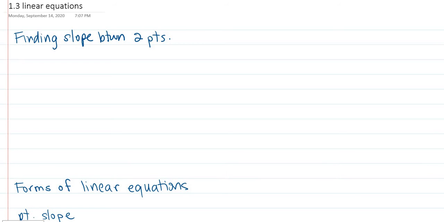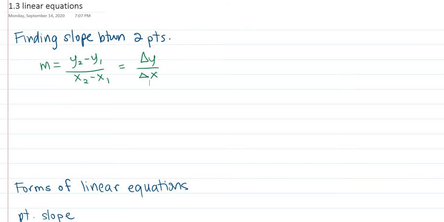Hello, we are going to do a little review of linear equations. So first, let's talk about finding slope between 2 points. In order to find slope, you need to know the slope formula, which is m equals y2 minus y1 over x2 minus x1, or change in y over change in x.